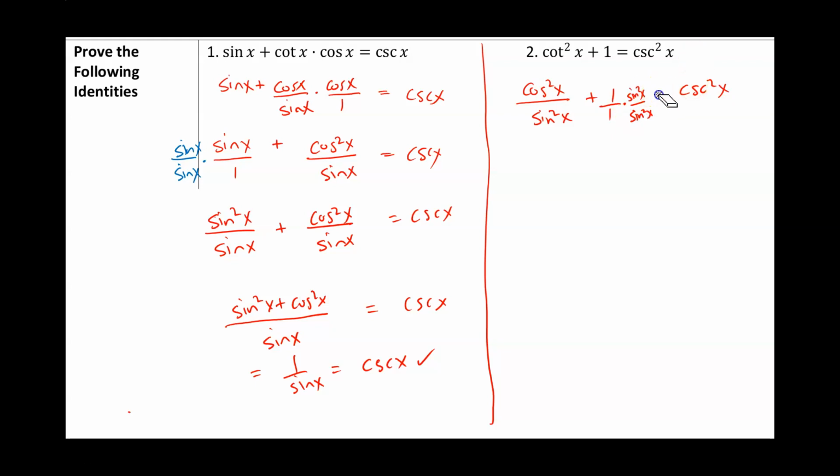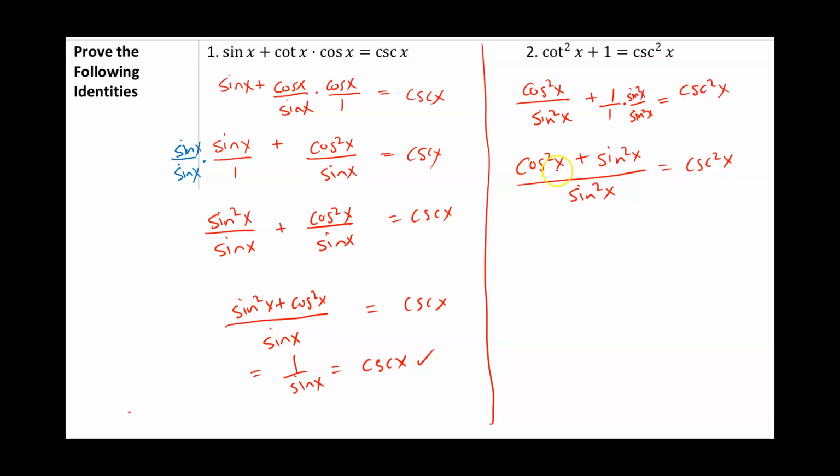And I should have left myself a little more room, I'm sorry. So I want to take the denominator of 1, convert that into a sine squared x. So I multiply this by sine squared x. If I multiply the denominator, I've got to multiply the numerator as well. So I have cosine squared of x, plus 1 times sine squared of x, which is sine squared of x over sine squared of x, and I want to show this equals cosecant squared of x.